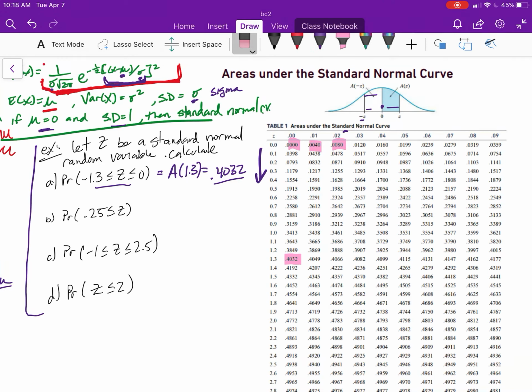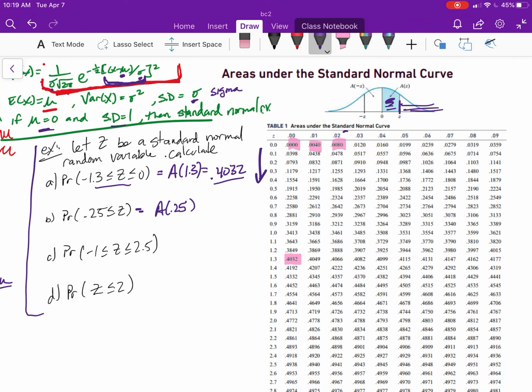So let me go ahead and erase this purple stuff here. Okay, so greater than 0.25, we'll pretend this is 0.25, and I'm talking about all that area. Well, the table again gives the area to the left, right? So it's going to give me this area if I did area of 0.25. It's going to give me that area.